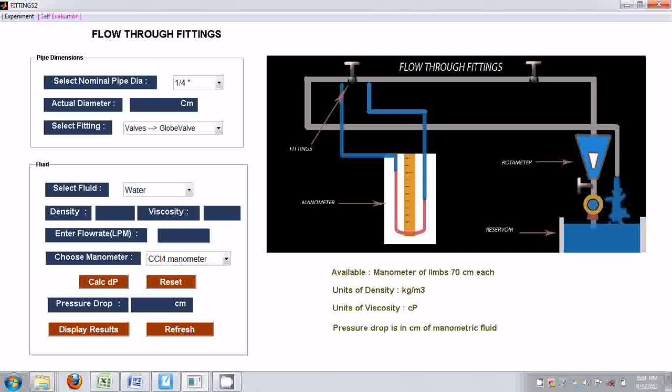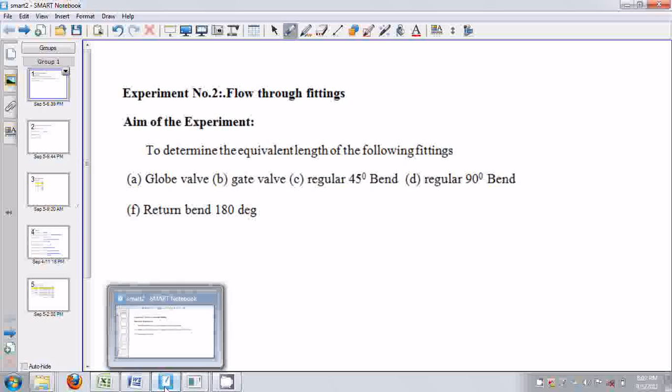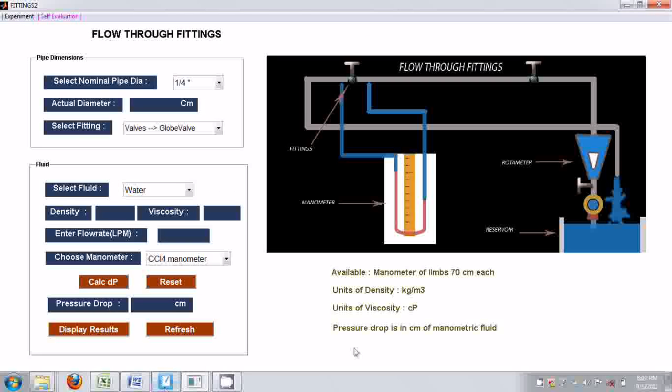In this tutorial, I'll be showing you the experimental procedure for flow-through fittings. This is the experimental window. The aim of this experiment is to find the equivalent length of fittings like globe valve, gate valve, regular 45-degree bend, regular 90-degree bend, and return bend 180 degrees. Let's see how to do the experiment with this simulation tool.